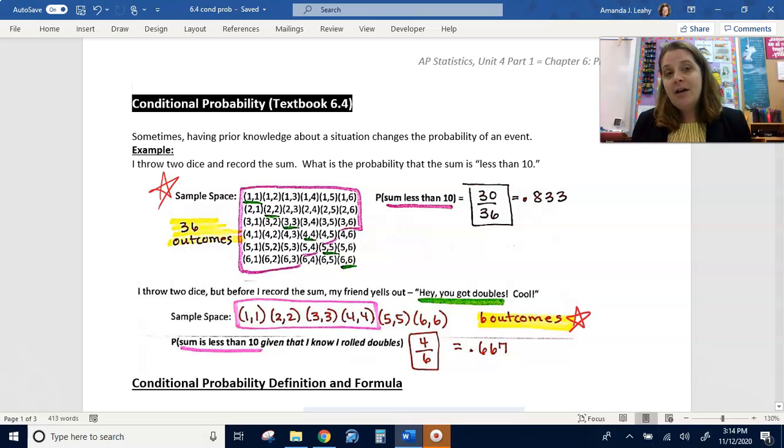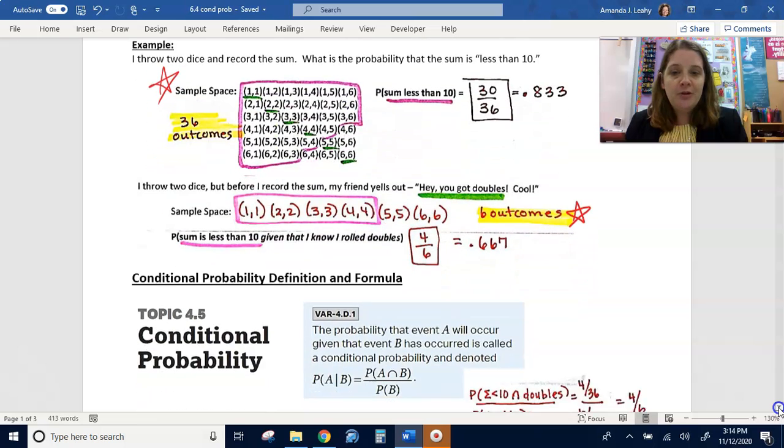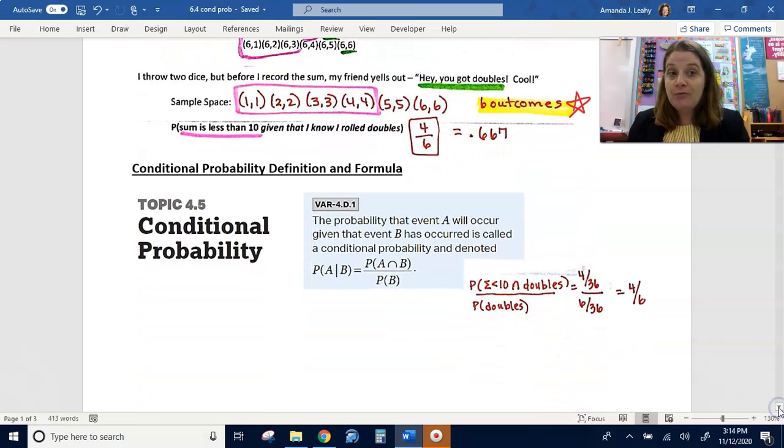And so this is the idea of a conditional probability. I'm not talking about the entire sample space. I am looking at a smaller sample space than this. My sample space has been reduced because now I know more information than I had the last time. All right, so there is a formula for conditional probability, and it is on your formula sheet. This is not something you have to have memorized.